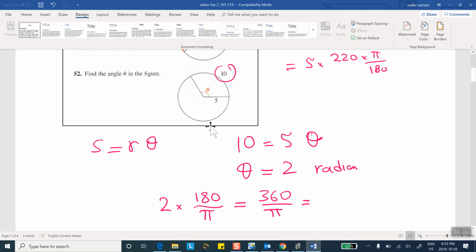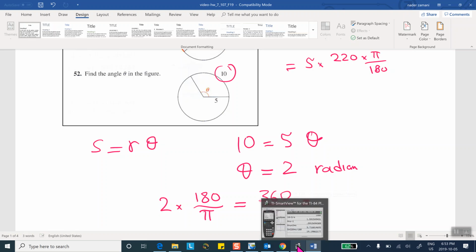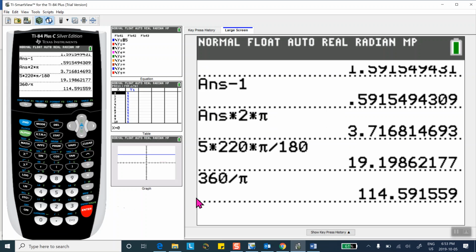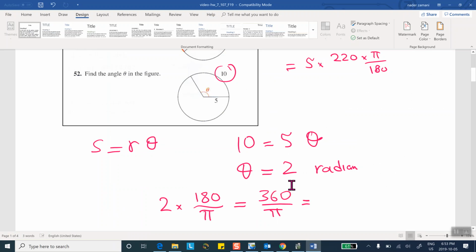Now I have to put this in my calculator. 360 over pi, 360 divided by pi, and this is approximately 114 degrees. So in this drawing, this angle theta is approximately 114 degrees. Notice there's a degree sign here and a degree sign here, that's why we get a degree sign on this side.